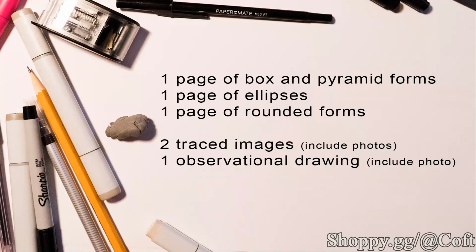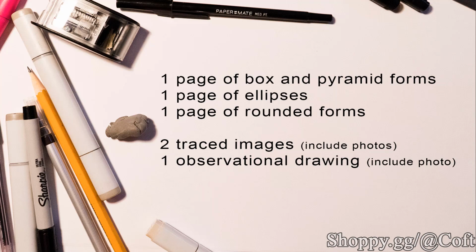Here is a quick overview of the expected homework for this week. So I want to see at least 1 page of box and pyramid forms, all the steps we've covered for chapter 1. I would also like to see a page of ellipses, and treat this like in week 1 where you're doing the circle shapes. You want to get the flow of getting the shape all the way around.